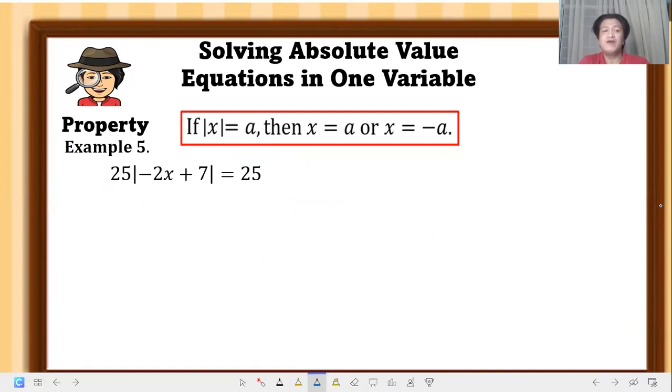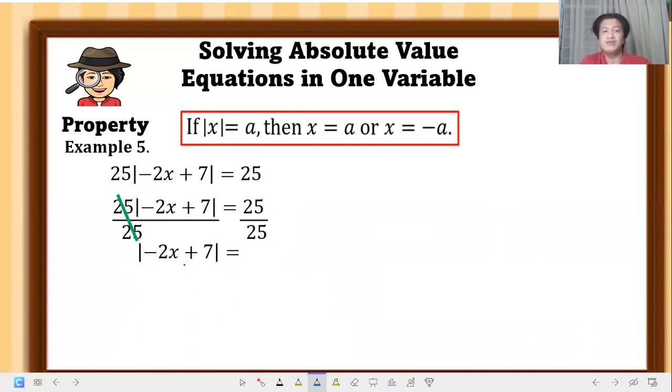25 times the absolute value of negative 2x plus 7 is equal to 25. Okay, so ang tanong, pwede ba natin i-apply agad yung formula or property? No. Since may coefficient yan, tanggalin muna natin yung 25. All you have to do is i-divide natin both sides of the equation by 25 para makancel natin yung 25 dyan. And therefore, ang matitira na lang dyan yung absolute value of negative 2x plus 7.